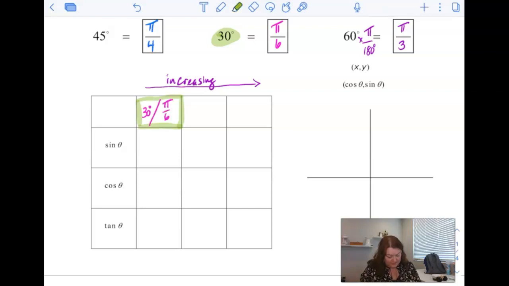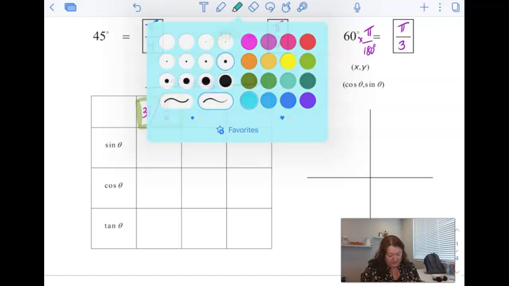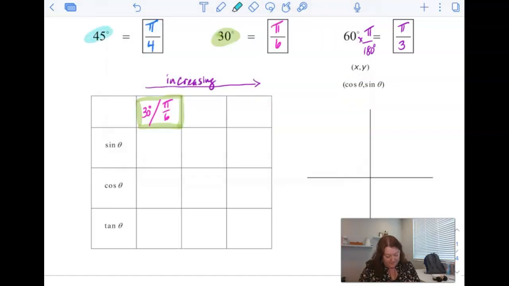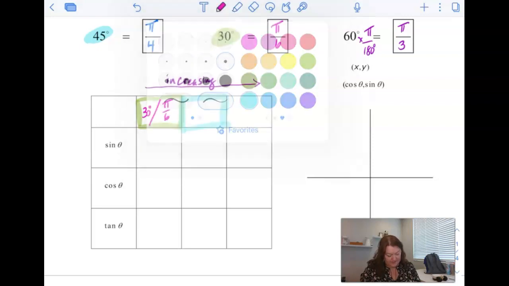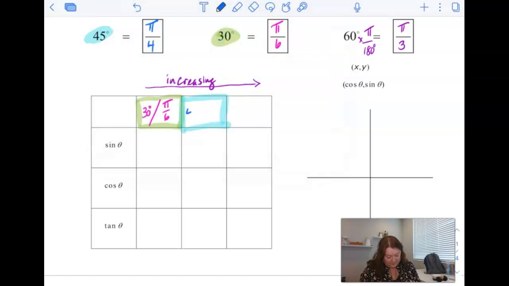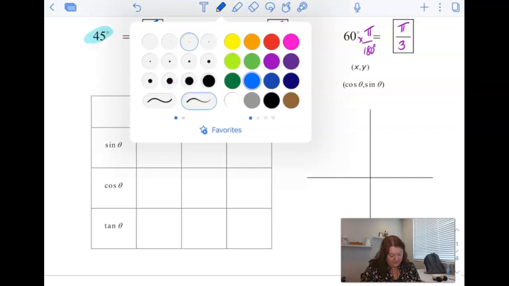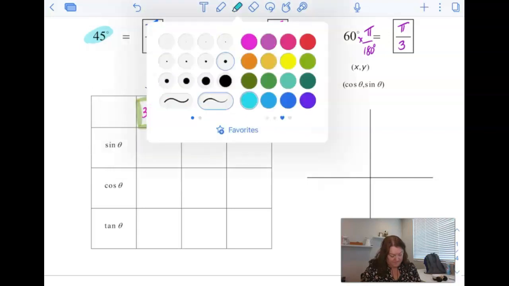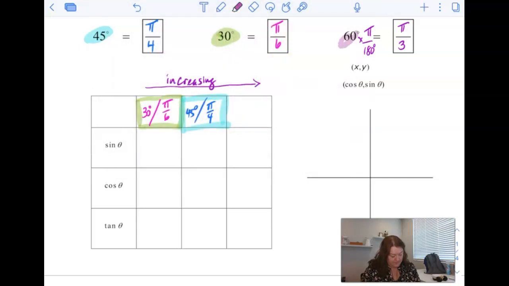Okay, and then the next one that I'm going to do is going to be the 45. So the 45 is going to be 45 or pi over 4. And then the last one we're going to do is going to be the 60. So 60 degrees or pi over 3. Okay, so those are now in increasing order.